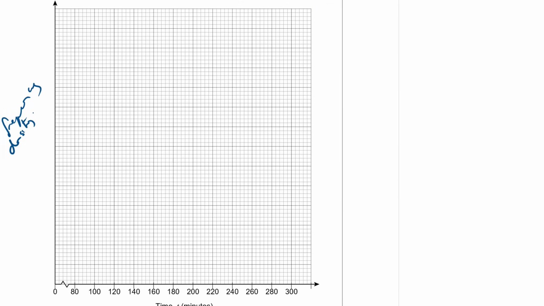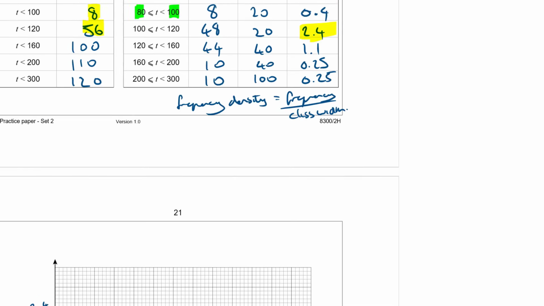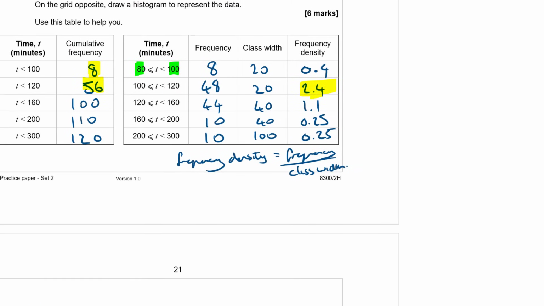So, I want to go up to 2.4. If I take one little square as 0.2, then 0.2, 0.4, 0.6, 0.8, 1.0, 1.2, 1.4, 1.6, 1.8, 2, 2.2, 2.4. That seems to fit in nicely. Okay, so my first bar was frequency density of 0.4 and going from 80 to 100.